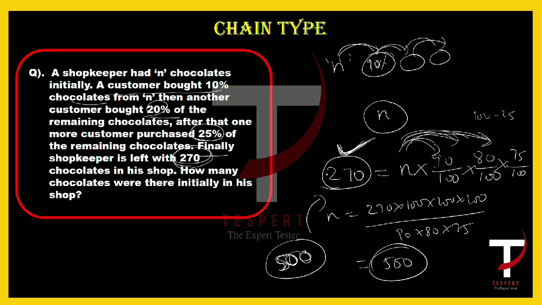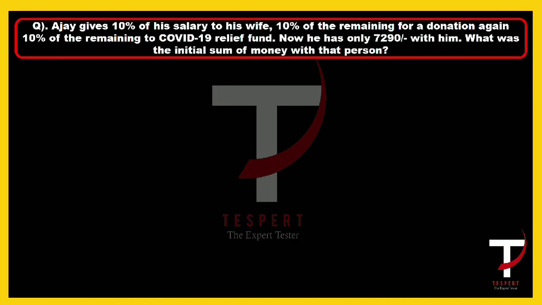Okay, let's move on to the next slide. Ajay gives 10% of his salary to his wife, 10% of the remaining for a donation, and again 10% of the remaining to the COVID-19 relief fund. Okay, so this is somewhat related to the current situation. Now he has only 7290 with him. So what was the initial sum of money with that person? We have the remaining amount, 7290.